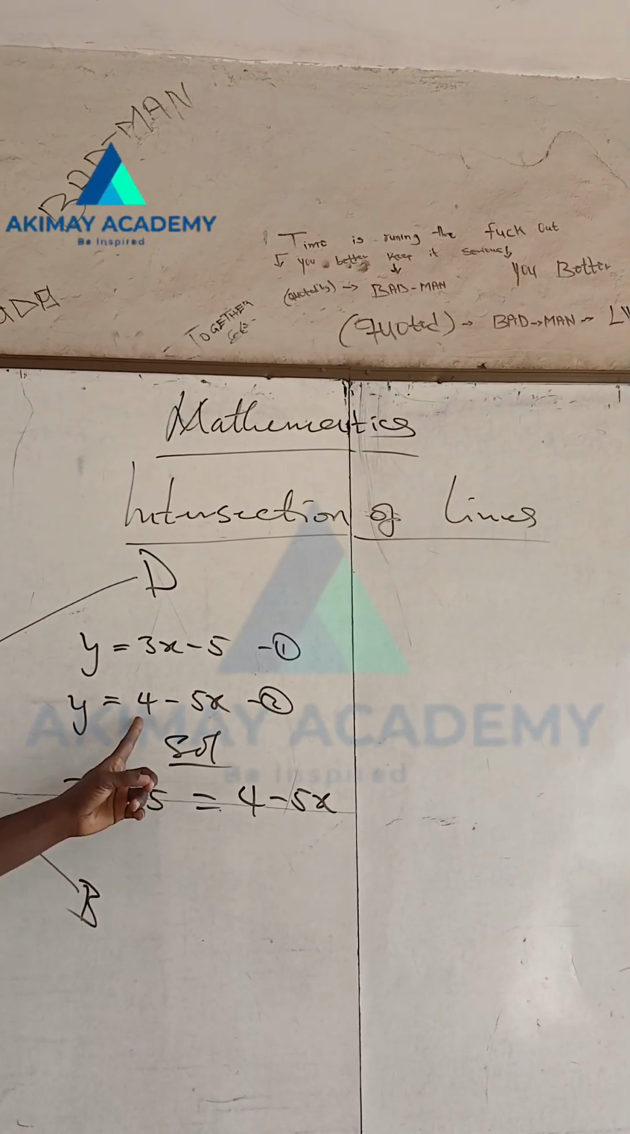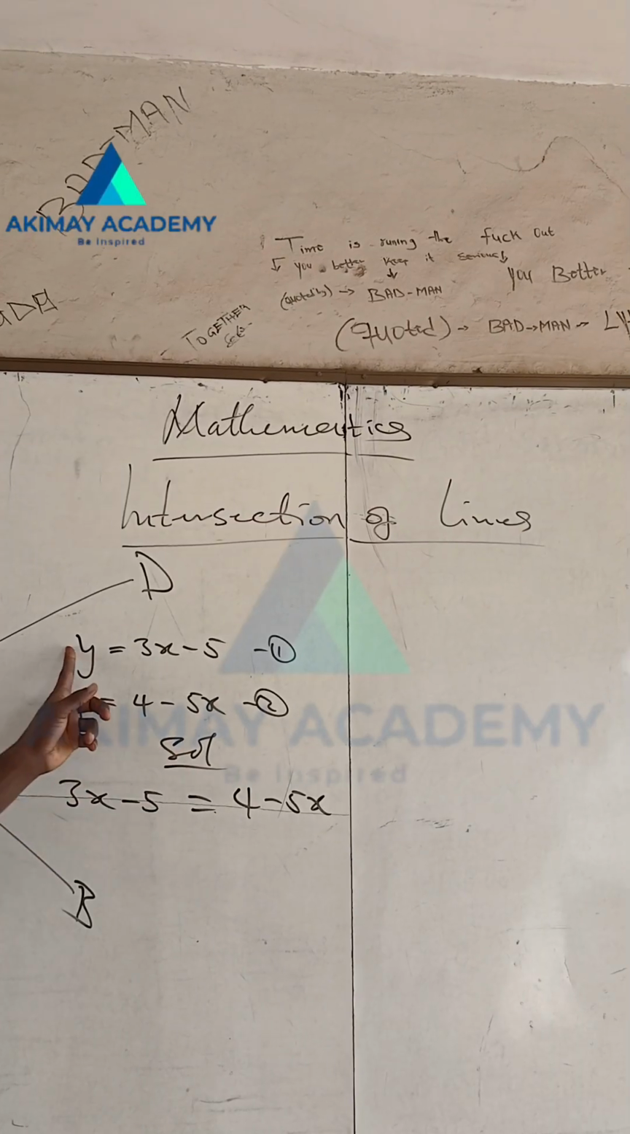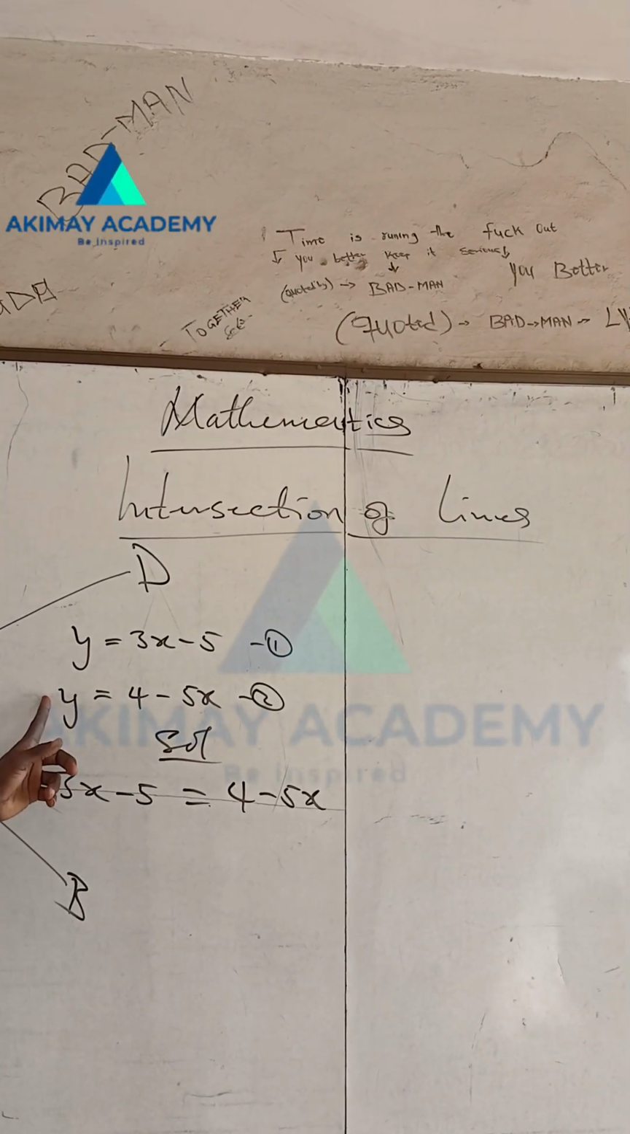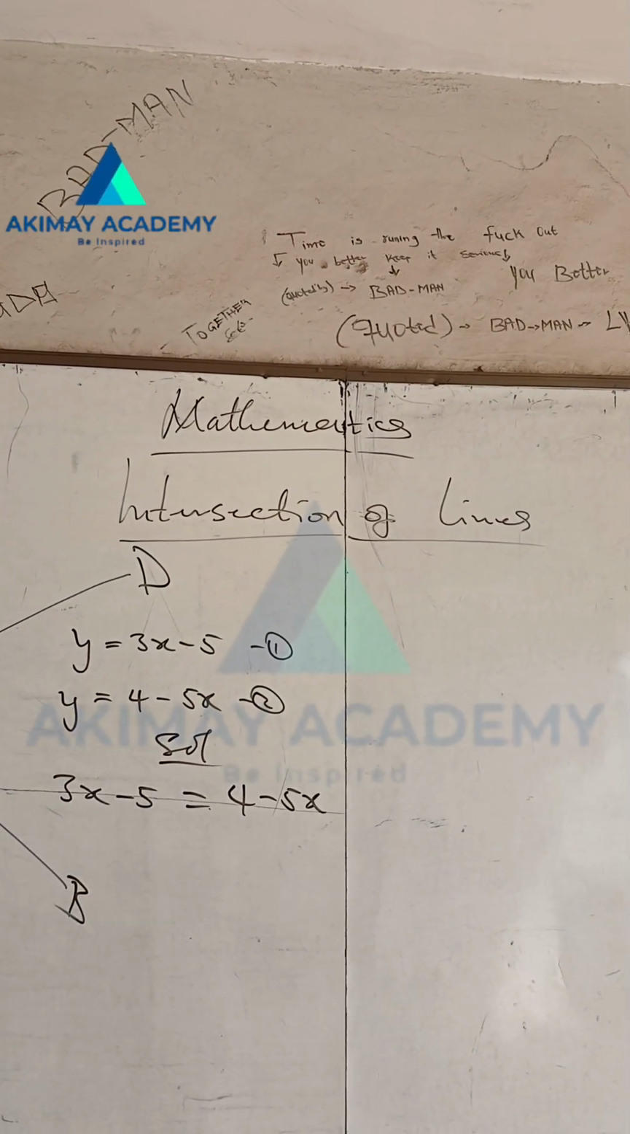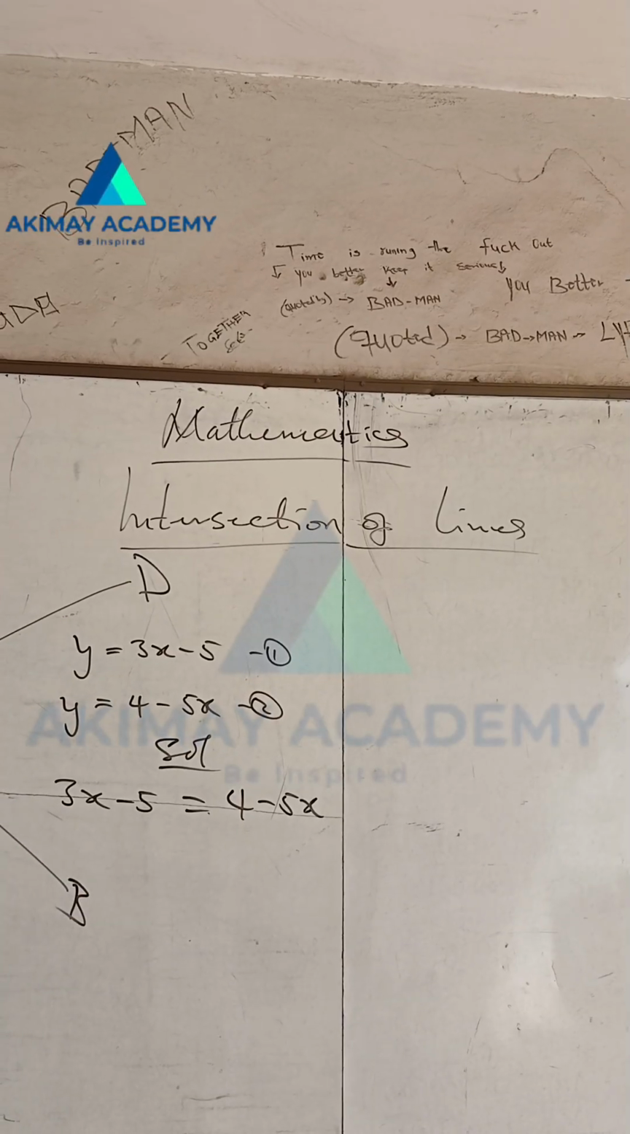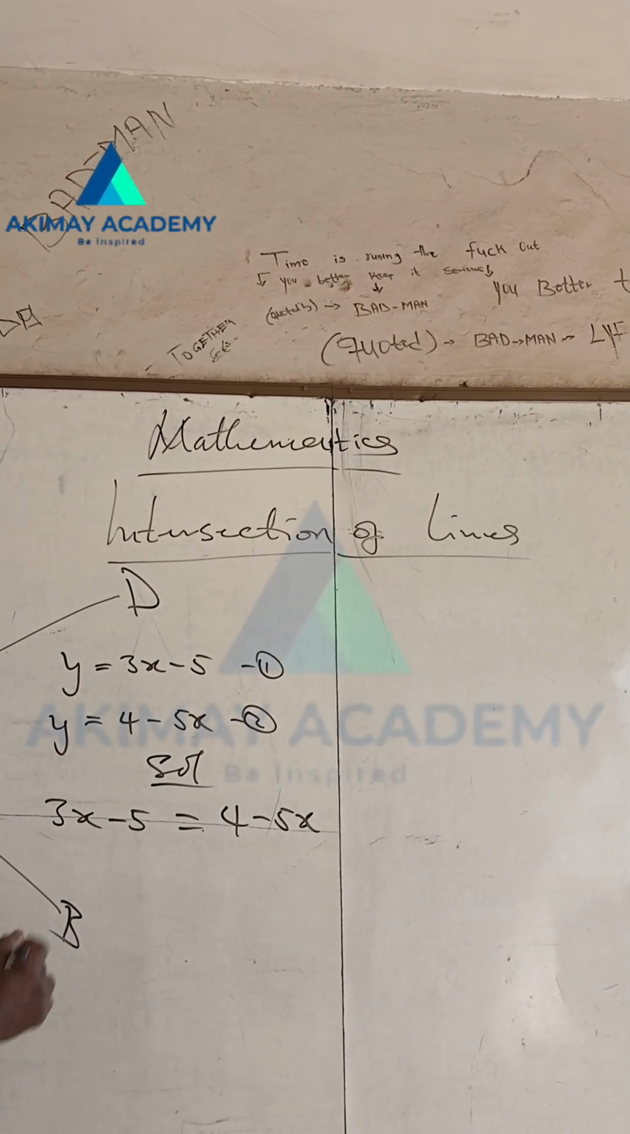Someone can say, why not this one? We can also choose to take this one and put it over here, because it's still y. Then you have your nice equation. You're going to get the same thing if you use that one. So this is what we have.